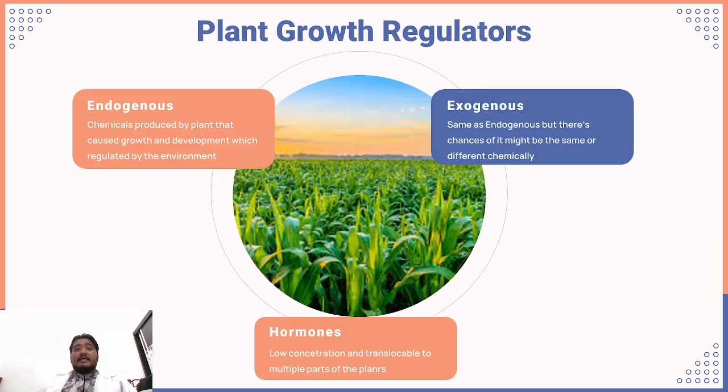Now, let's talk about plant growth regulators. The first one is endogenous, which is the chemicals produced by plants that cause growth and development, which is regulated by the environment itself. Exogenous serves the same purposes as endogenous, but there's a chance it might be the same or different chemically. For hormones, it is low concentration and translocable to multiple parts of the plant.